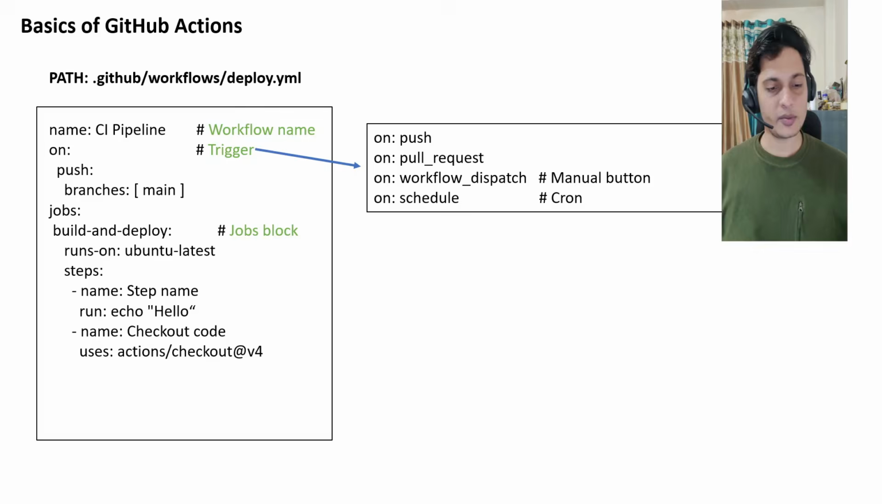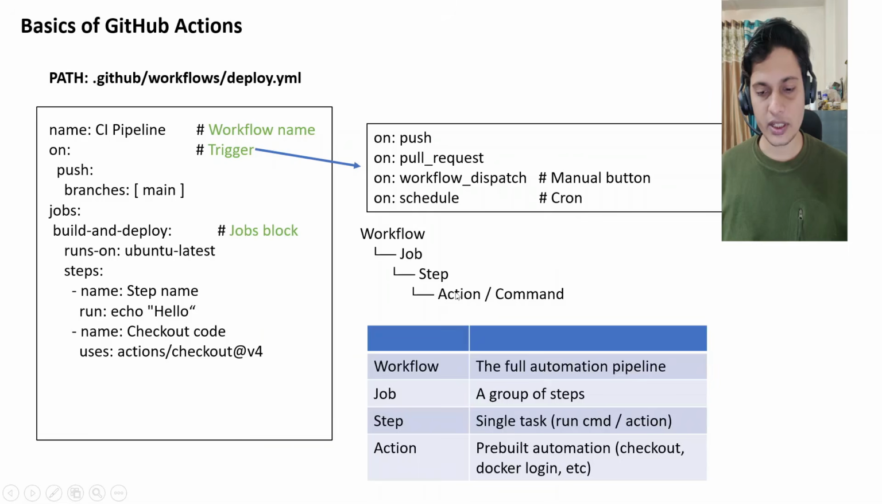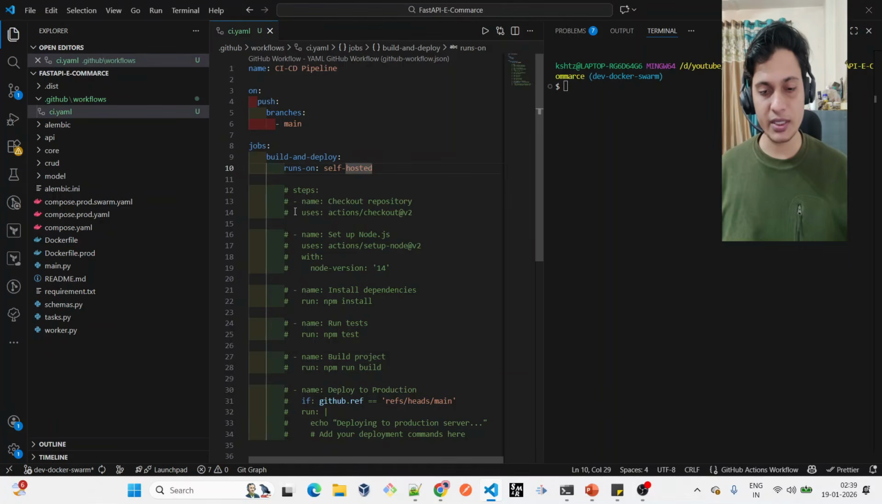Coming back to this PPT, I have this build and deploy, but there are a few more things we need to understand. We understood this is the workflow, my pipeline name. It will have the jobs, the build and deploy. This job will have the steps. I have multiple steps like this: step one, two, three. This is one step, this is the second step, this is the third step.